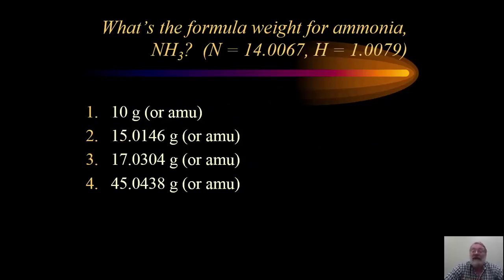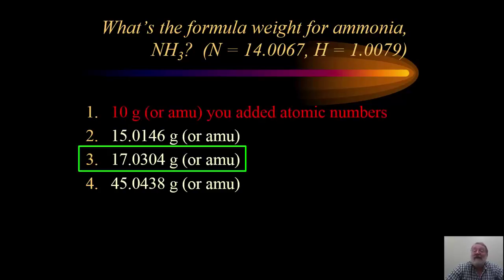After they've done the homework, I then check them out with a clicker type question. What's the formula weight for ammonia? Here are the atomic weights of both nitrogen and hydrogen. A lot of times I use the clicker questions to help students diagnose what they're doing wrong. Correct answer should be 17.